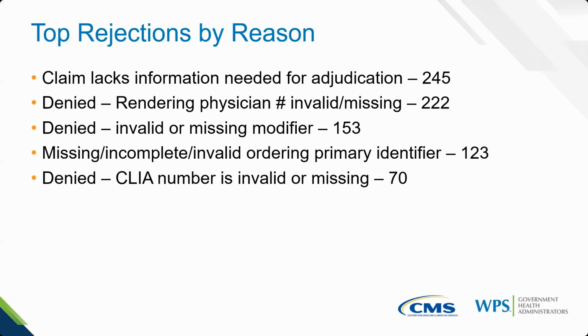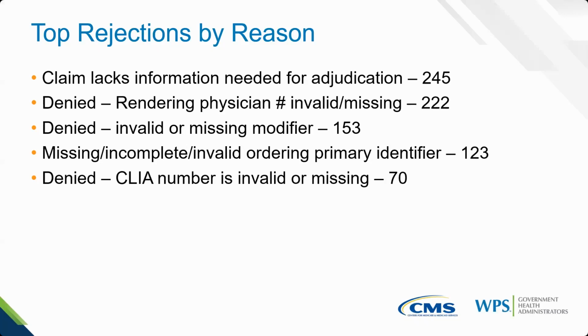The number one common rejection in our jurisdictions for that time period I just shared with you is that the claim lacks information needed for adjudication. So for a situation like this, you might want to take a look at that claim, make certain all of the required information is indeed on that claim. So that's what you're going to need to do. You can find that in the CMS 1500 claim form instructions or the crosswalk that crosswalks a paper claim to an electronic claim.